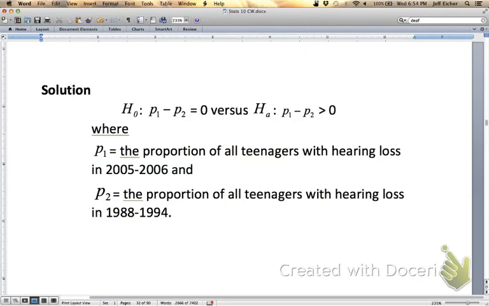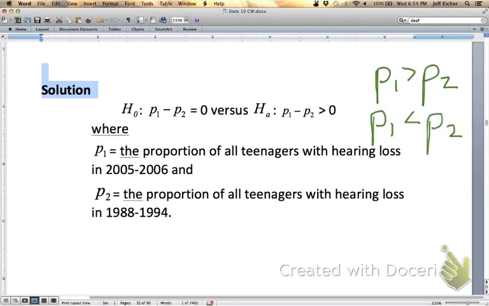So I will summarize again. Both of these answers, this and this, are correct. It all depends on how you define your parameters, if it's like this or if you switch the two. A very important reason why it's important to define your parameters.